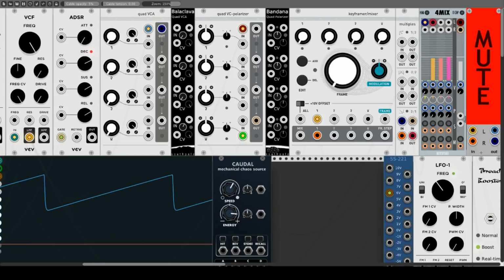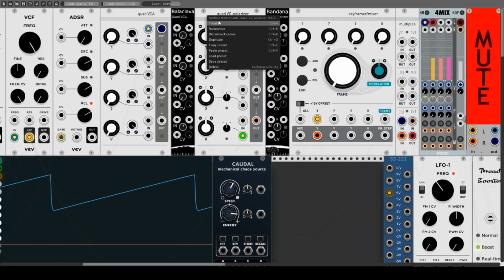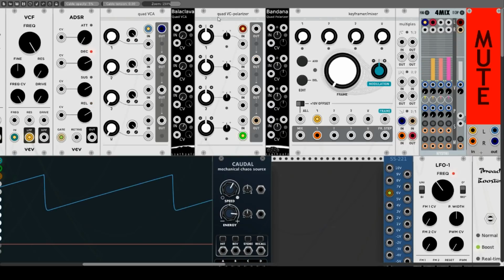The Audible Instruments modules, Quad VCA and Quad VC Polarizer, look very similar but function differently. Both consist of 4 identical independent units, each with one input and one output socket, as well as a CV input socket with corresponding attenuator and a rotary knob for the parameter. Both are, like all modules from Audible Instruments, modeled after Eurorack modules from Mutable Instruments. Veils was the inspiration for the Quad VCA.